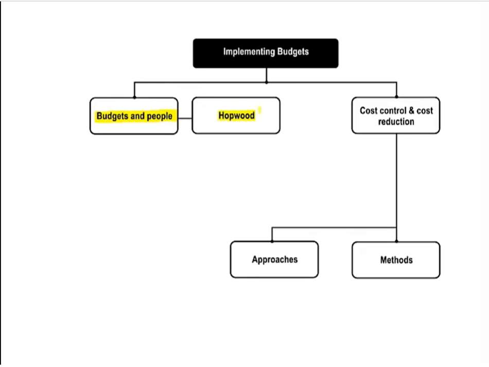The second thing we'll be thinking about then is how businesses can actually use the budgeting process to try and help them reduce and control costs. So we'll be looking then at different approaches to cost reduction, so sort of different drivers then and rationale for them, and then different ways of implementing those different methods of cost control and reduction.